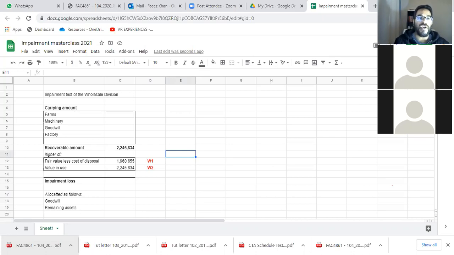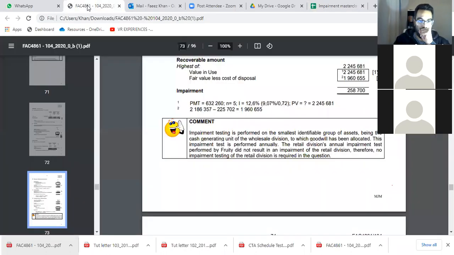Remember, farms are based on the revaluation model. There's no depreciation on the farm. So the only way the carrying amount of the farm can change is through a revaluation. So let's have a look at what they had to say regarding the farms.